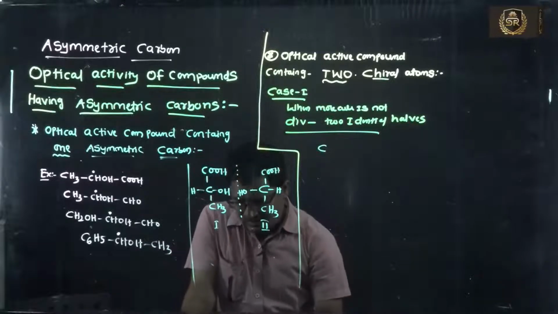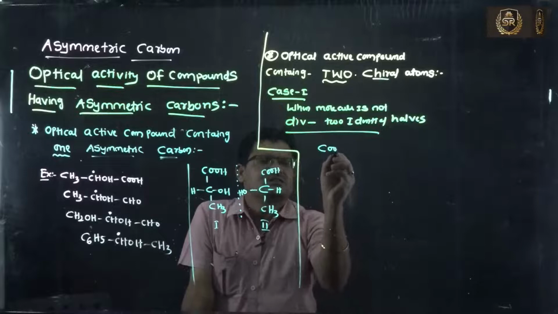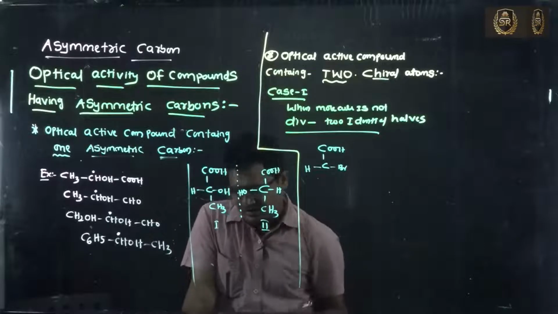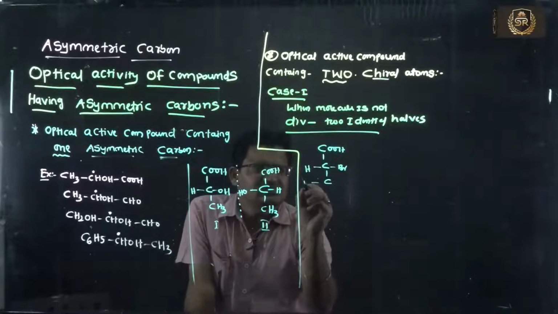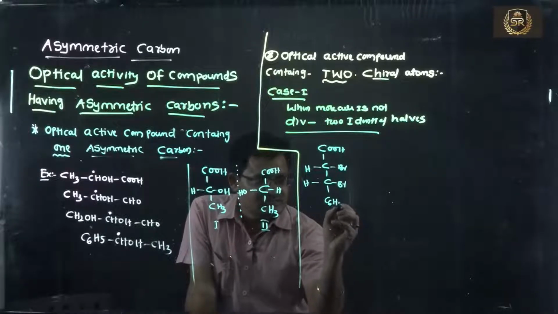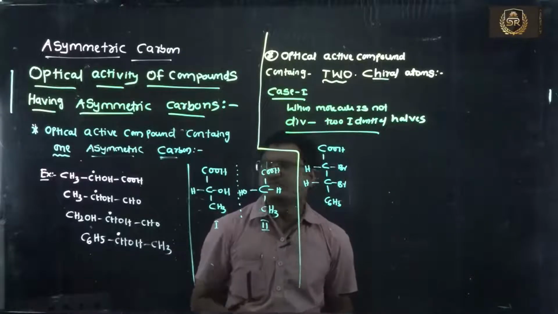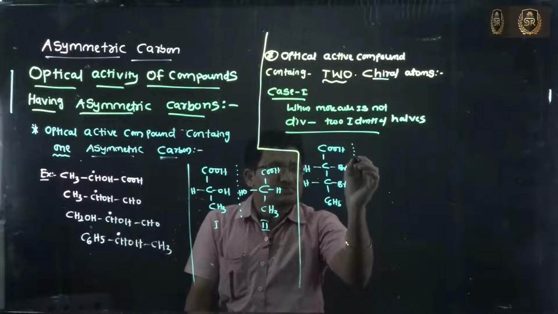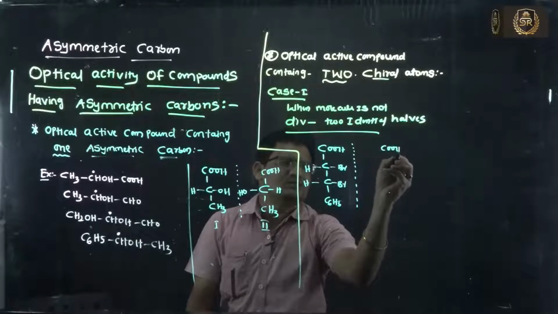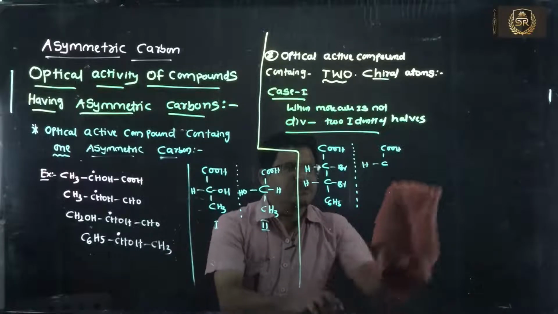See, it can be divided into two. For example, this is COOH, this is Br, and this is C, this is H, this side Br, and this side C6H5. There is no plane of symmetry. That's why it is not divided into identical halves. But which is the mirror image? It is mirrored like this: COOH, C here, H, sorry.